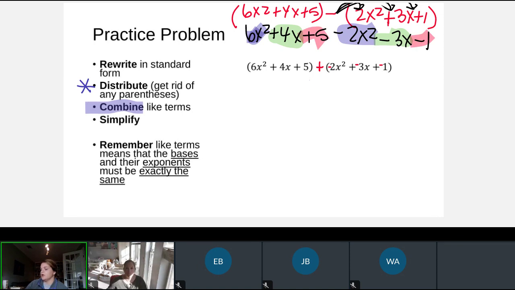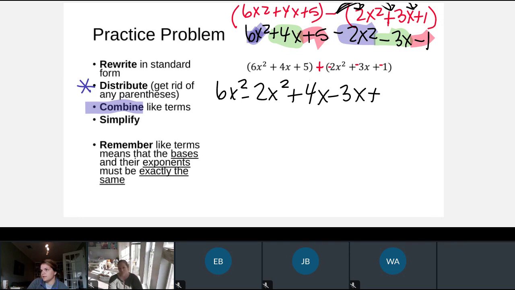So again, if you like to do colors, and you can move on to the next step from here, that's fine. For those of you that like to see them written together, 6x squared minus 2x squared plus 4x minus 3x plus 5 minus 1, I'll write that out for you.